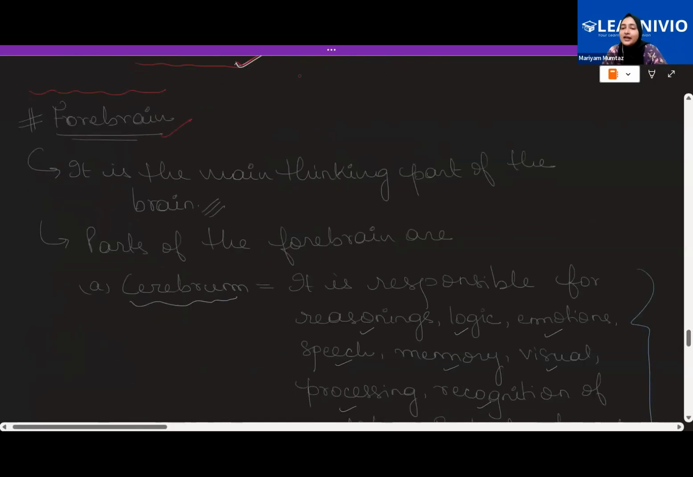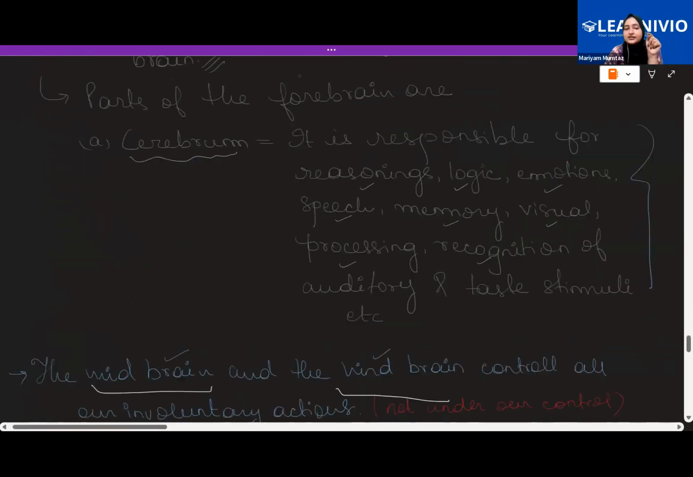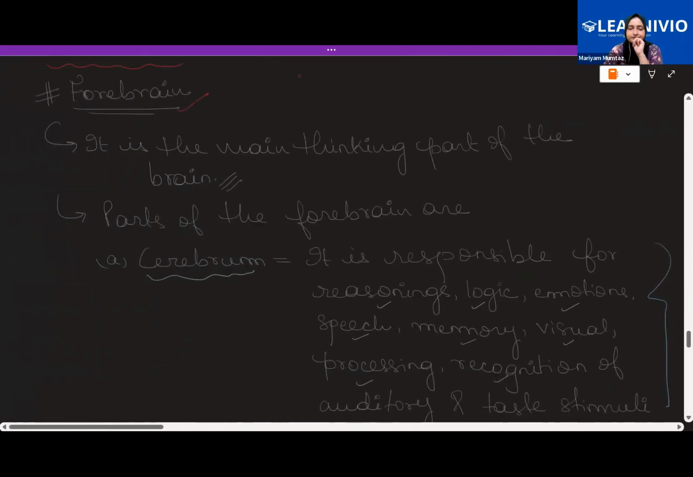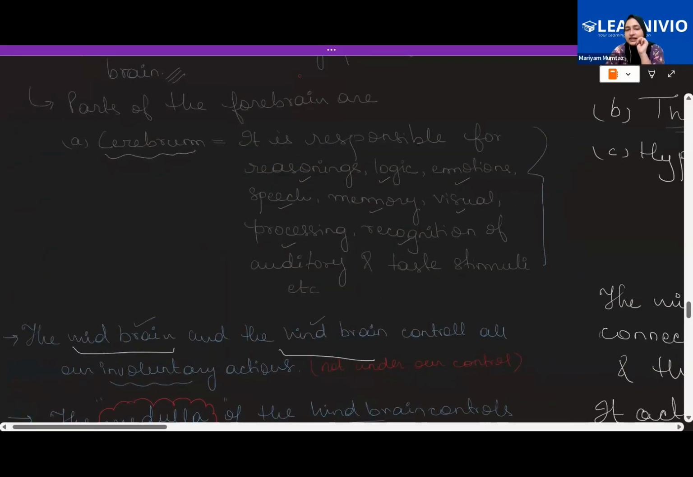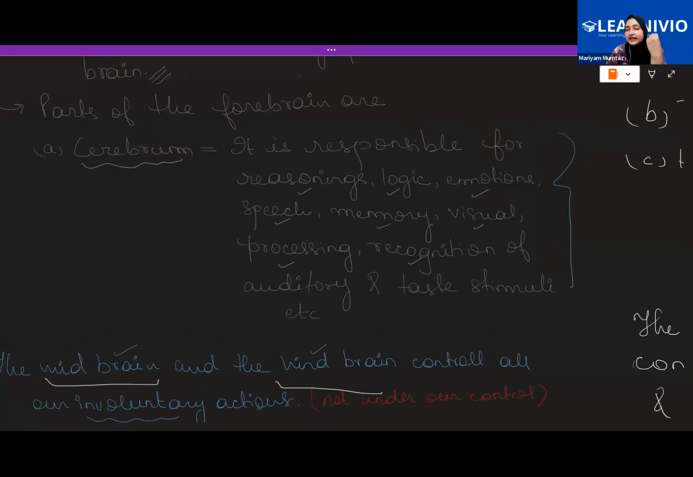Now, the forebrain is the main thinking part of the brain, meaning we think because of this part of our brain. The forebrain consists of the cerebrum, the thalamus, and the hypothalamus. Three things. Now, the cerebrum is responsible for reasoning, logic, emotions, speech, memory, visual processing, and recognition of auditory and taste stimuli. Whenever I ask you any question, that reasoning part, your forebrain takes up. When you see something, your forebrain visualizes it and tells you what you're seeing. When you hear a voice, you understand whether it is someone you know or someone you don't know.